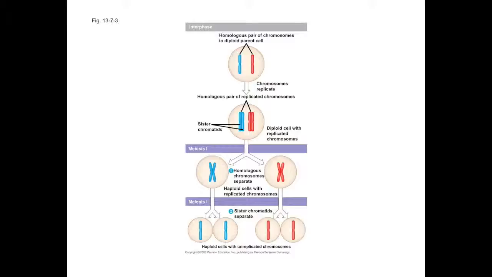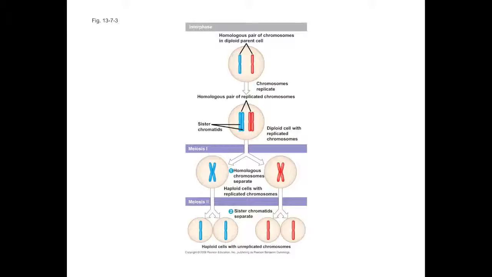Mitosis only has one cell division, while meiosis has two cell divisions. Synapsis of homologous chromosomes occurs in meiosis. This creates genetic variation, while mitosis creates cells that are identical. Mitosis creates two diploid cells, while meiosis creates four haploid cells.